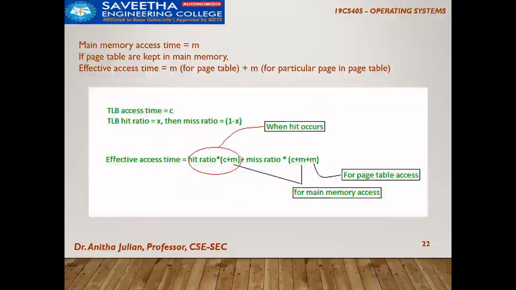The main memory access time can be M if it is kept in main memory. In case it is not found, then I have to do some calculation. The access time from the lookup table is considered, and using that I have to find the effective access time. I should also include this access time from the lookup table.